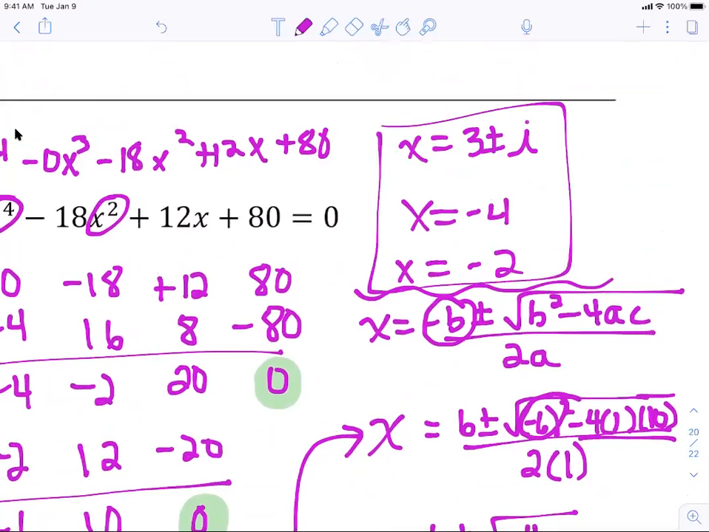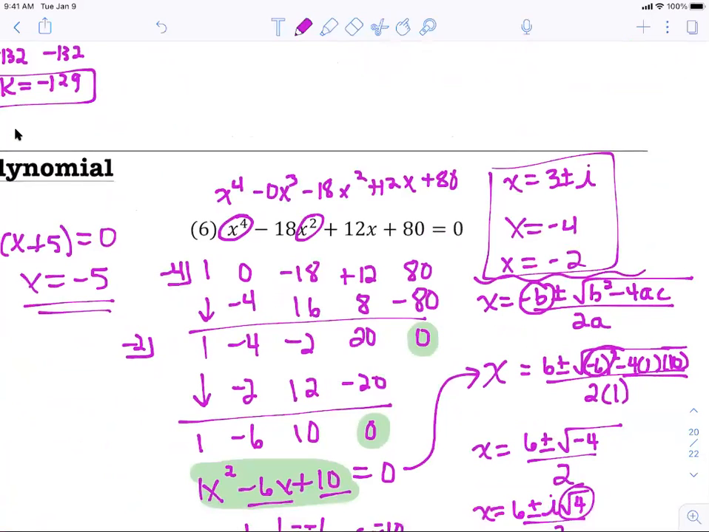All right. So when I say find all the solutions, my hint is whatever degree it is, that's the number of solutions that you should see in your polynomial.